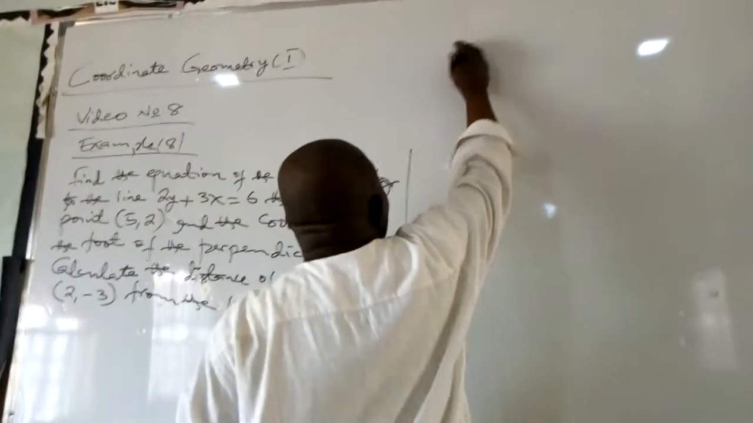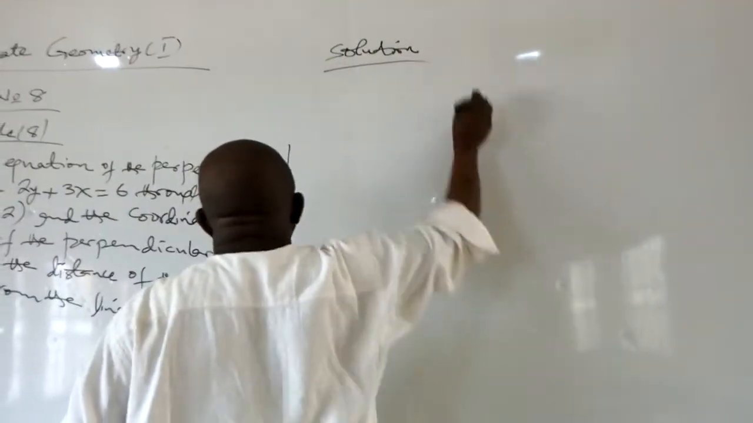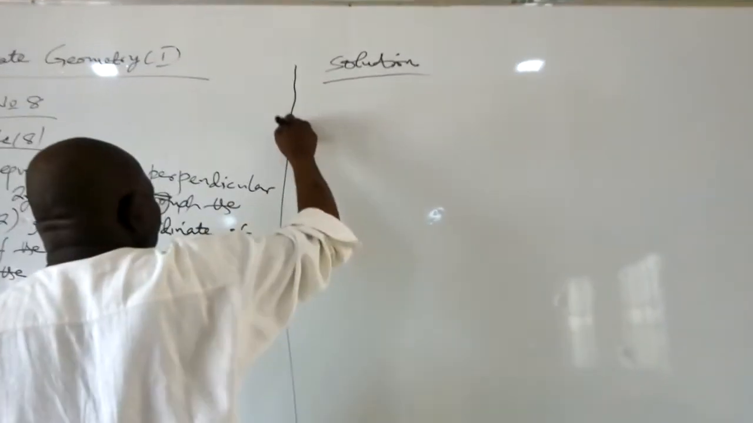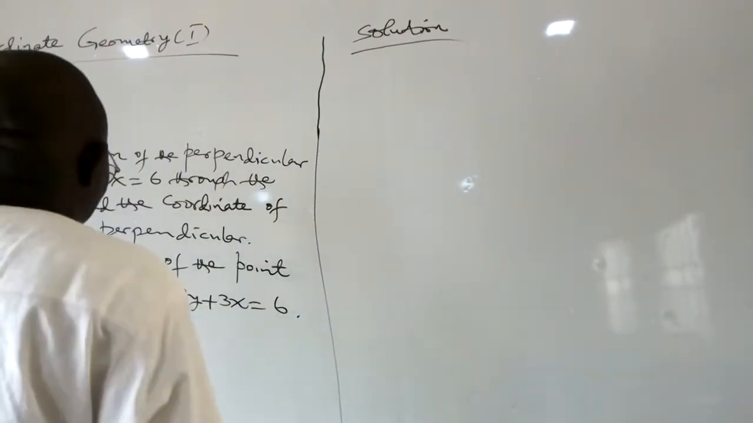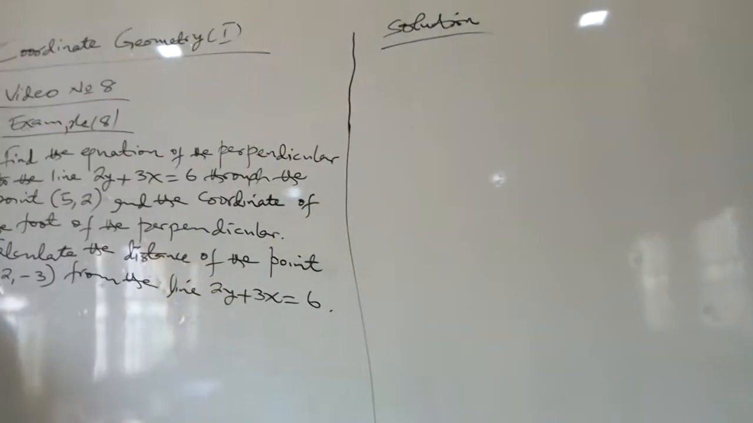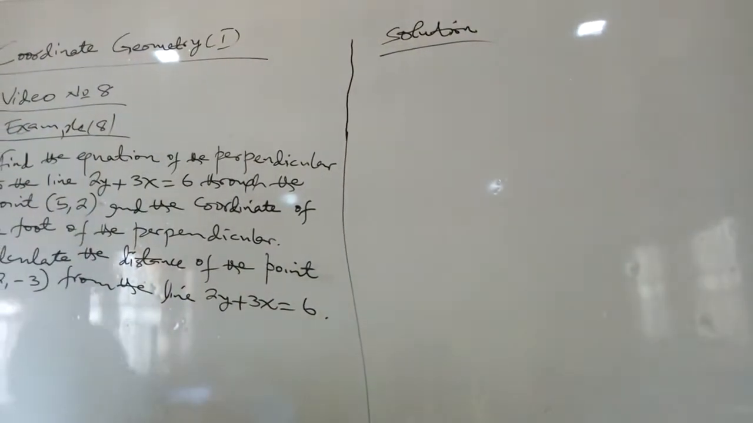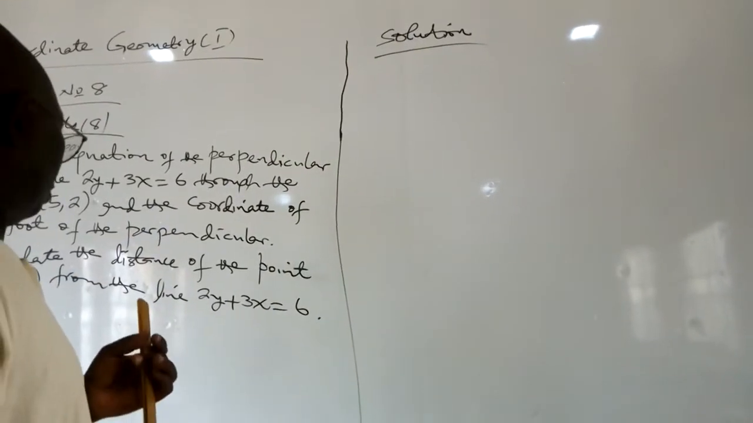Solution. Now we are required to find the equation of the perpendicular to this line. For better visualization, we can sketch this line.